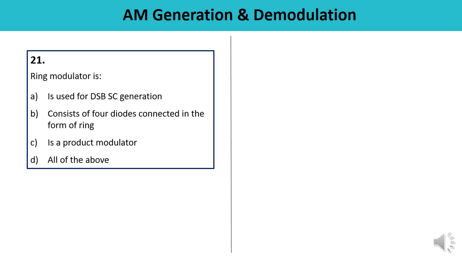Next question. Ring modulator is. It is used for DSB-SC generation. Yes, it is used for DSB-SC generation. It consists of 4 diodes connected in the form of a ring. It is right. And it is a product modulator. It means the answer is D. All the above options are right. Perfect one.